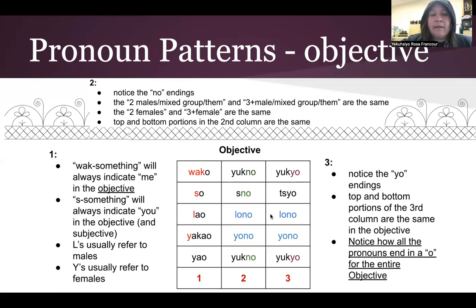And we already talked about the second and third column, 2 or 3 or more males, the same thing with the females. Notice also how all of the pronouns in the objective end in an O. They end in an O in the subjective and the objective. All pronouns for the O stem end in an O. That is a pattern unique only to the O stem.